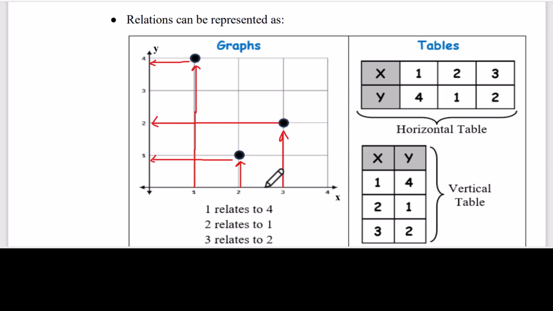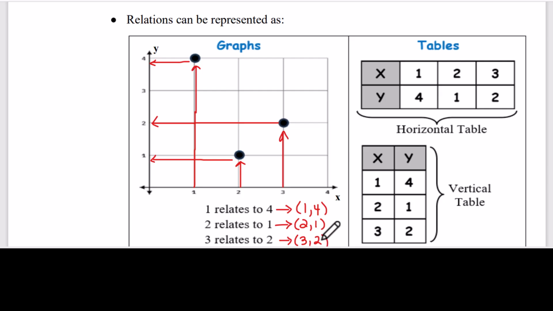Now in mathematics, we usually don't write the word relates to. We have a shorter way to write, which is we write the numbers in parentheses. The x number is the first number followed by the second number, and they're separated by a comma. So 1 relates to 4 is written parenthesis 1, comma 4, close parenthesis. The second relationship is parenthesis 2, comma 1, close parenthesis. The next one is parenthesis 3, comma 2.